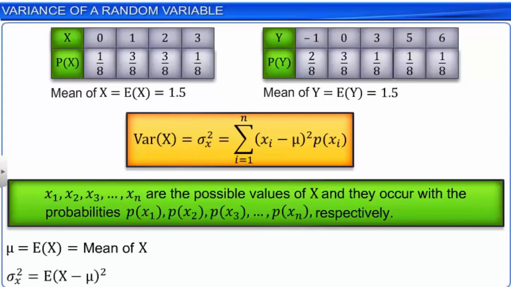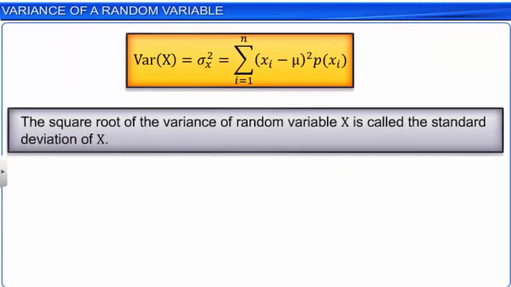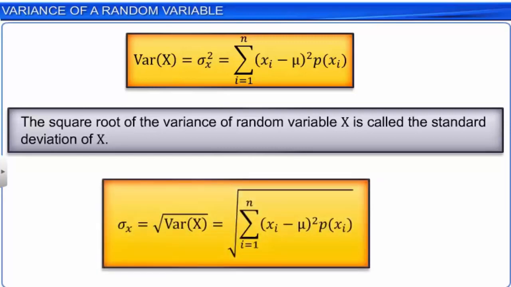The square root of the variance of random variable x is called the standard deviation of random variable x. The formula for standard deviation is shown here. Now, we'll find the variances of the given probability distributions as follows.